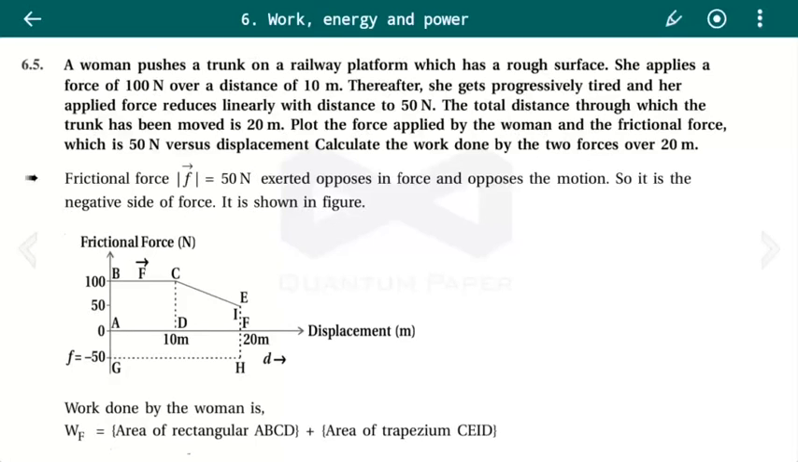Hello students, welcome to class 11 physics. Let us solve the textual illustration of chapter number 6, work, energy and power.